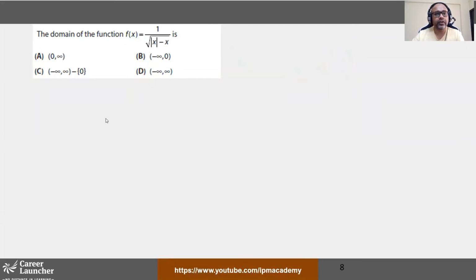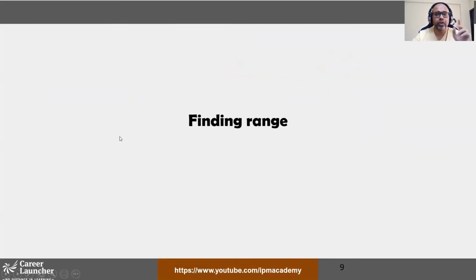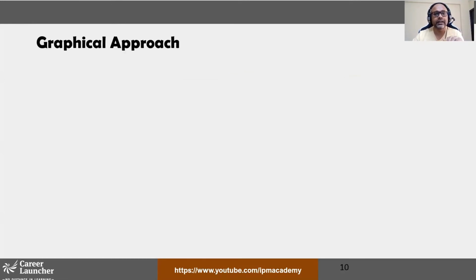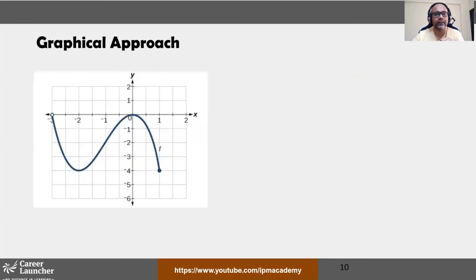The next thing we're going to talk about is finding a range. Now domain is actually easier using your options. Range is not that easy. So let's look at the graphical approach first, which is the easier one. If I give you a graph like this and I say this is a function, and I ask you to find the domain and the range, both.